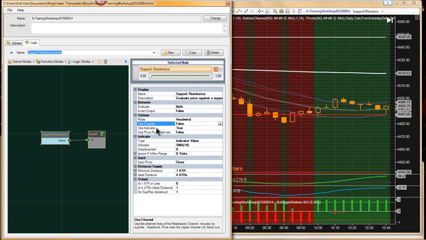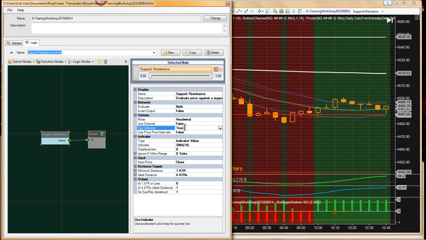So I guess just to summarize, the support resistance solver has 3 different ways that you can generate support and resistance lines. So there's 3 different options here. Using an indicator is the most commonly used option, so that's why I'm going to start off with this one first. Then I'll explain the other 2 afterwards.